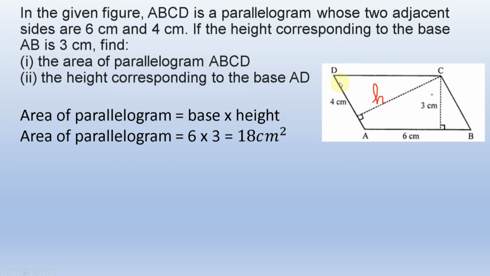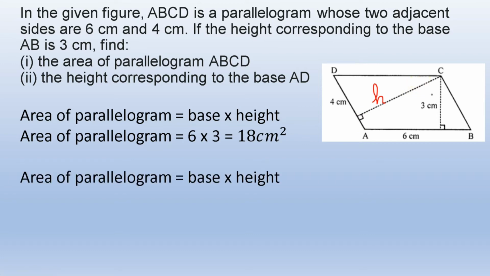Now we need to find this base AD. So if I am taking this base AD, the height will be this. Again I am taking the same area formula. Area of the parallelogram, here I am taking base as AD and height as H. So in place of base I am writing AD as 4, and height as H. Now we can calculate H from here. H can be written as 18 upon 4, that is 4.5 centimeter. So this is our second answer. Let's move to the second question.